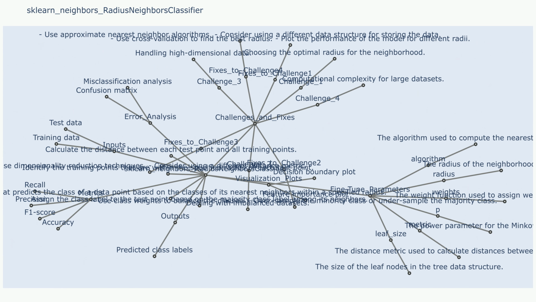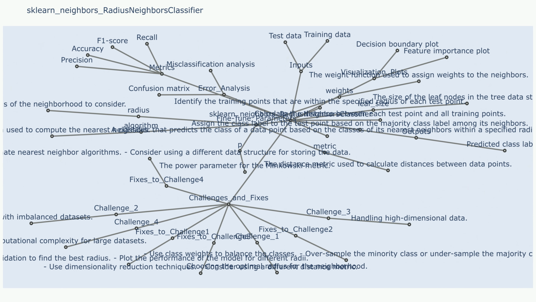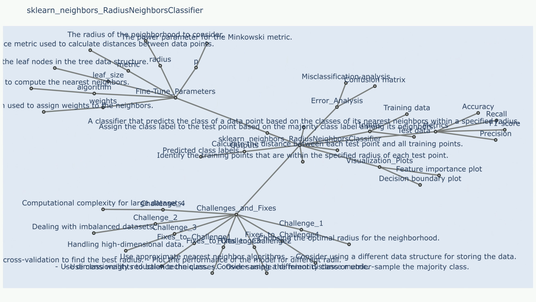Fine-tune parameters. Radius, the radius of the neighborhood to consider for predictions. Weights, the weight function to use for neighbors, e.g. uniform, distance. Algorithm, the algorithm to use for neighbor search, e.g. brute, KD tree, ball tree.